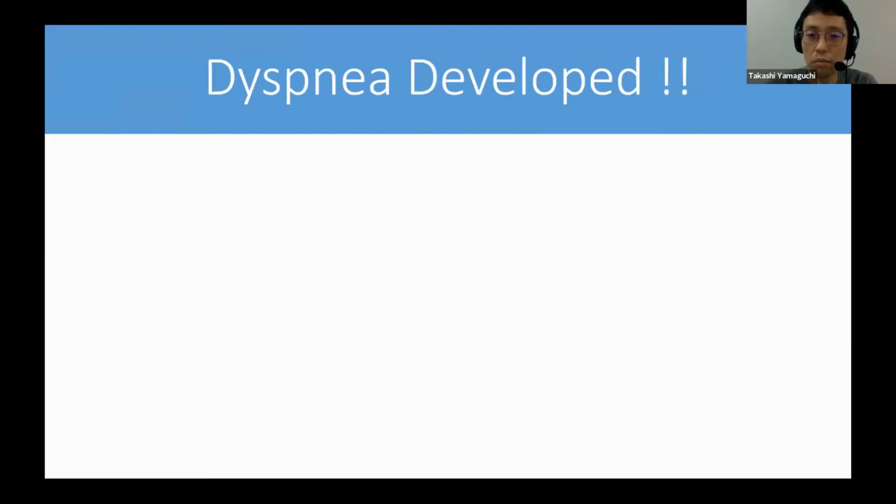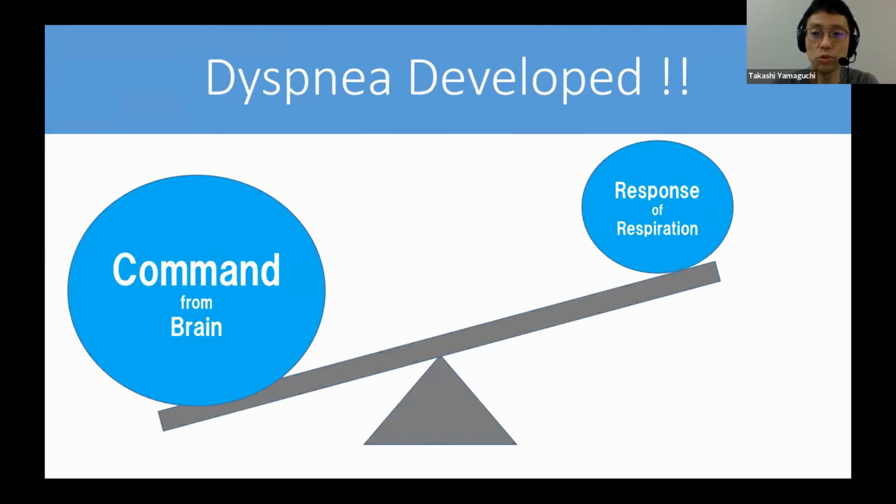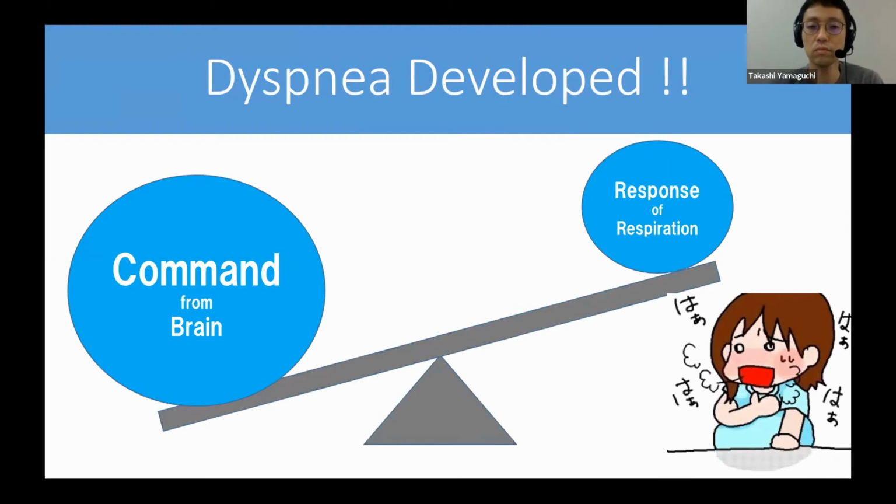On the other hand, once respiratory activity does not adequately respond to the command, people will develop dyspnea. This is the theory of command-response imbalance. In addition to this, emotional and psychological factors have an accessory role in developing dyspnea.